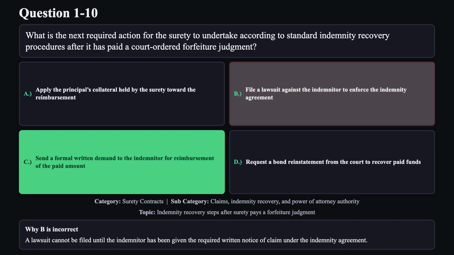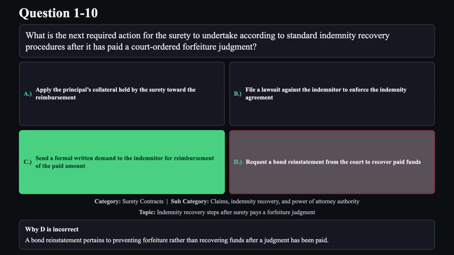Reason B is not correct. A lawsuit cannot be filed until the indemnitor has been given the required written notice of claim under the indemnity agreement. Reason D is not correct. A bond reinstatement pertains to preventing forfeiture rather than recovering funds after a judgment has been paid.